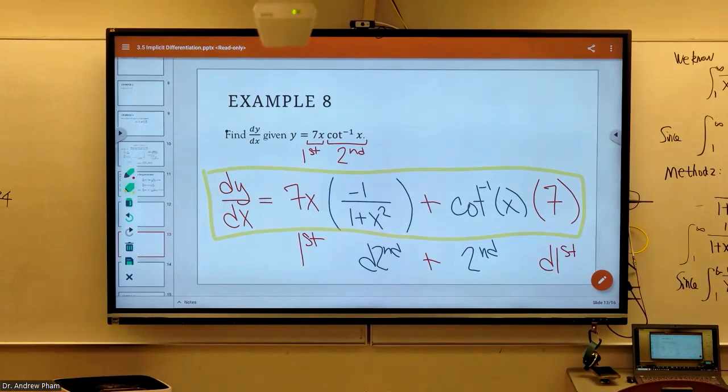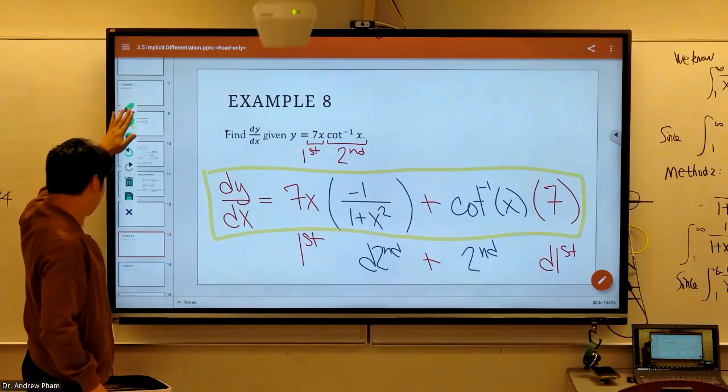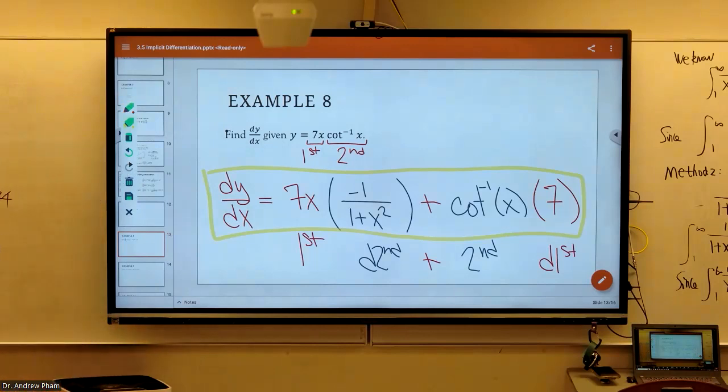The main point of this example was recognizing that it is a product rule, where 7x was one part, and then cotangent inverse or arc cotangent of x was the second part. All right, great. So we're done with example 8. I'll give y'all some time to copy as needed.